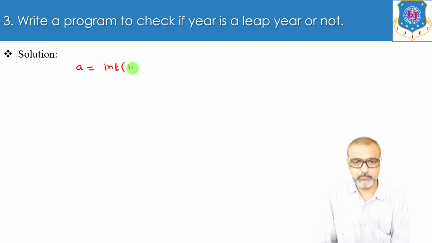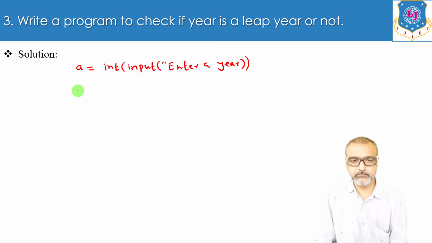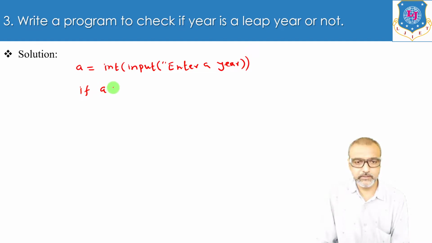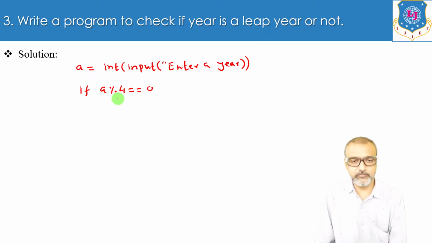So we'll write the program, say A equals int of input of "Enter a year". Now we'll apply a simple if else statement. If A modulo division 4 equals 0, if we divide a year by 4 and we get remainder equals 0, then that particular year is a leap year, right? Always remember this colon.